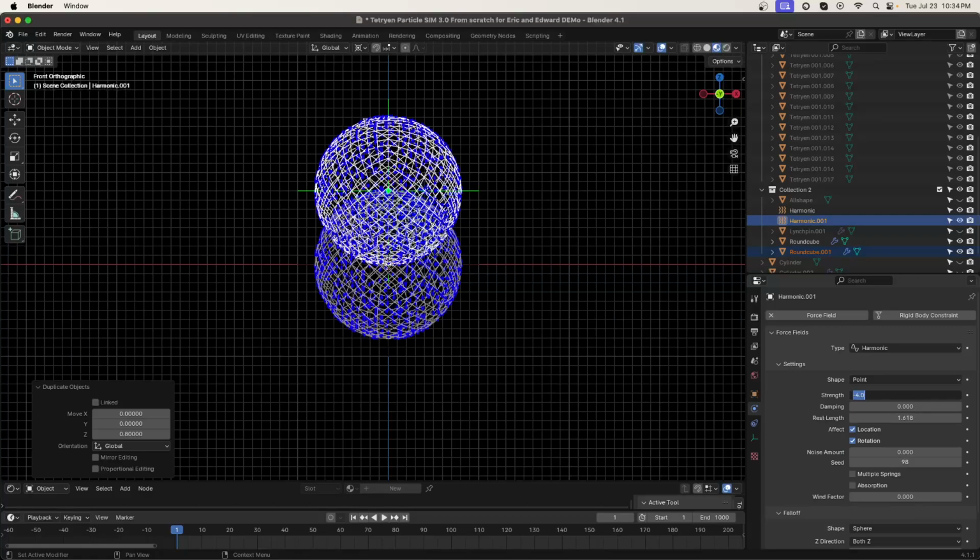Okay, now we're going to add the electron, what we're calling the electron Gaussian spheres, the charged spheres. And I'm going to have them have a value of 1 and a 1.414 rest length, square root of 2.